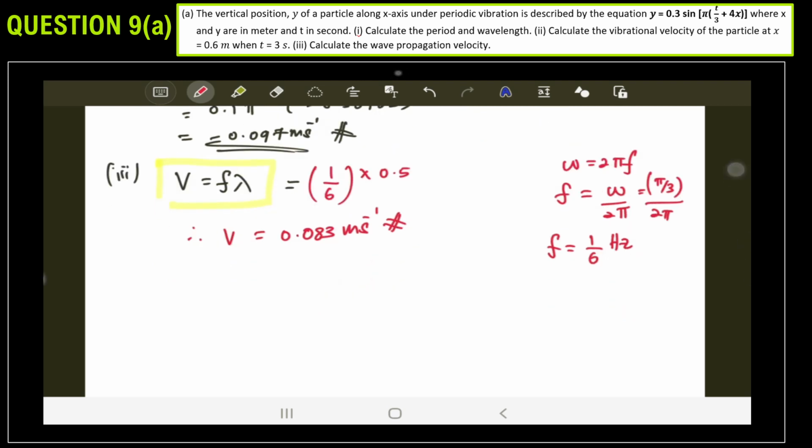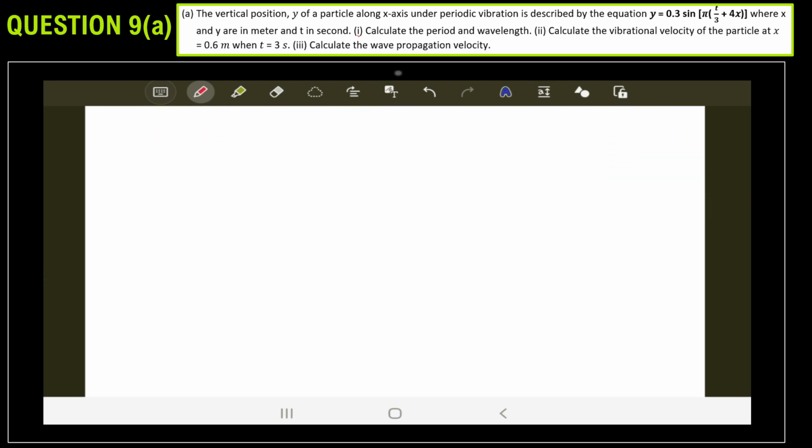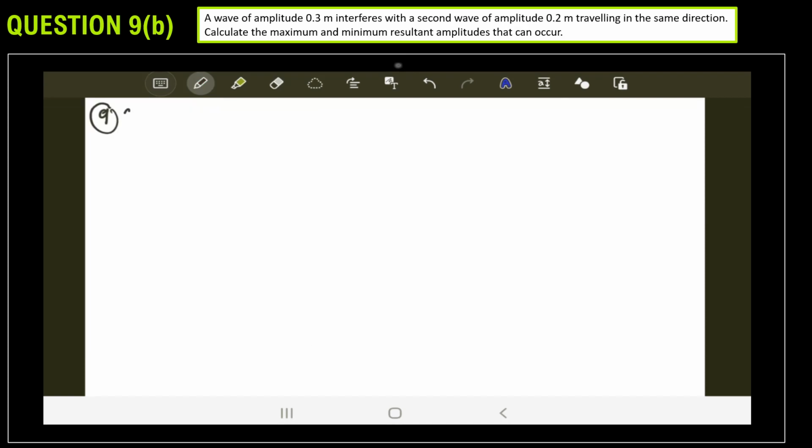So 9B is very simple. Question 9B: a wave of amplitude 0.3 meter interferes with a second wave of amplitude 0.2 meter. That means we have the first wave.